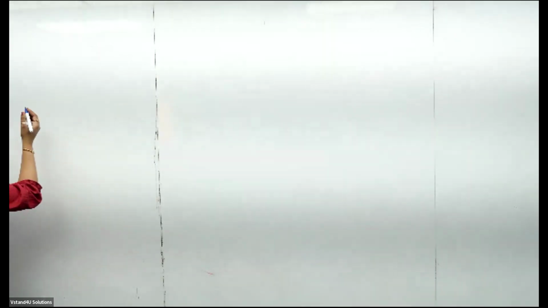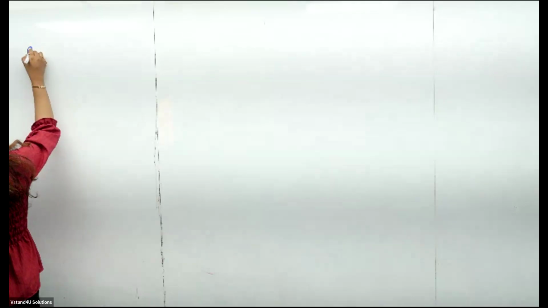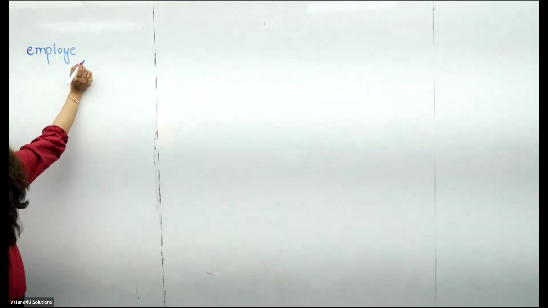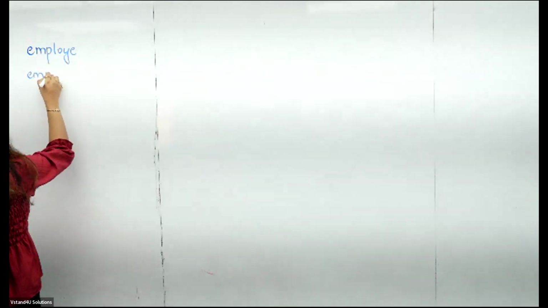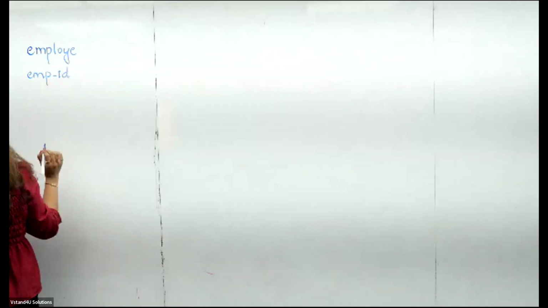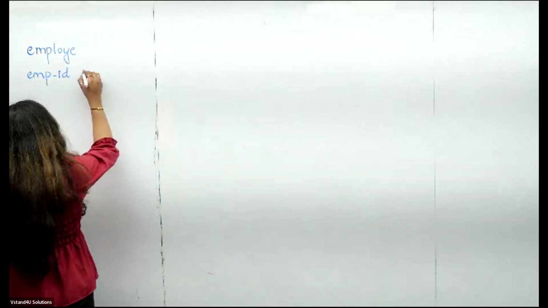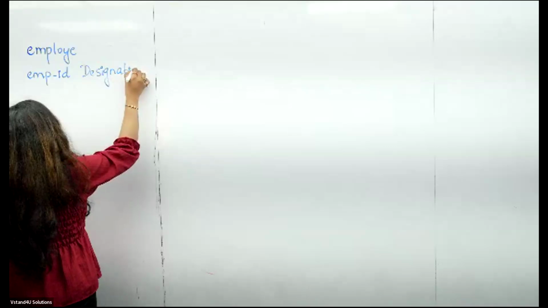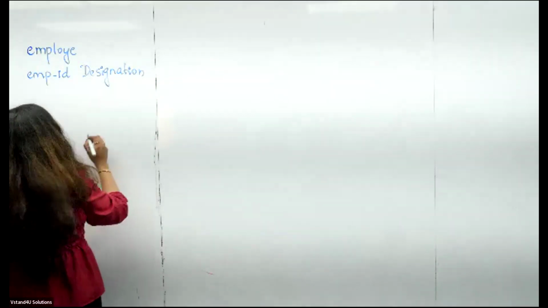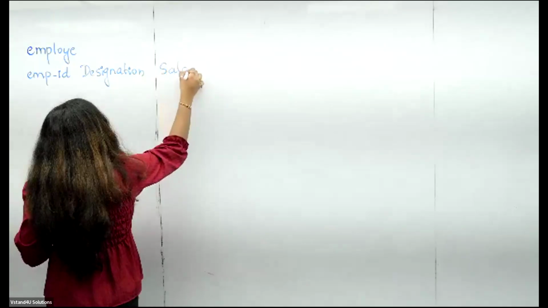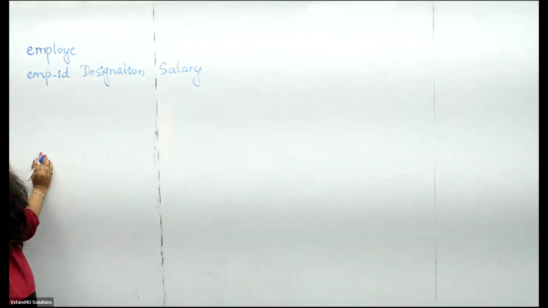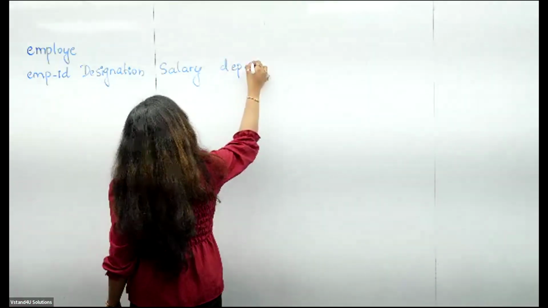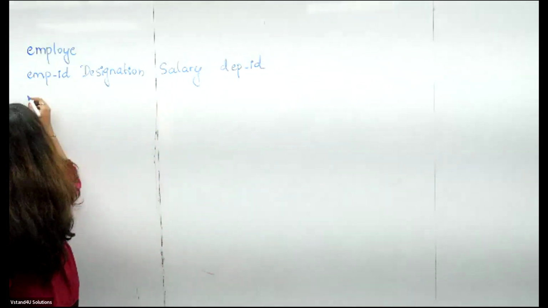Okay. So for this one, you have to create a table called employee. And then in this, you are supposed to have employee ID. Then you are supposed to have designation. Then you are supposed to have salary. Next one, you are supposed to have department ID. Okay?